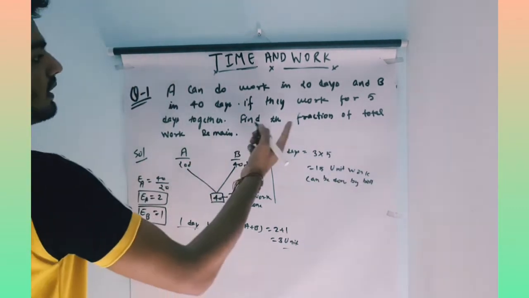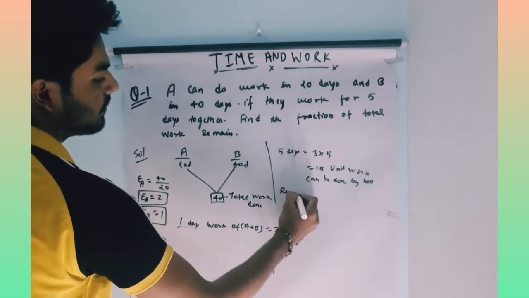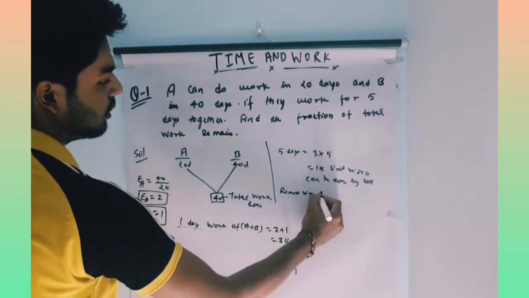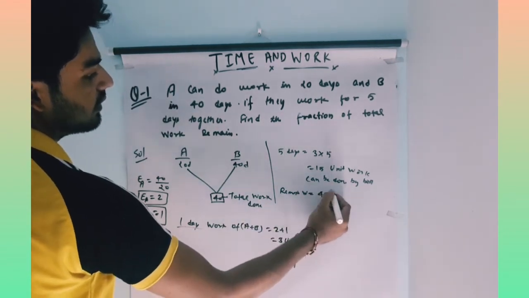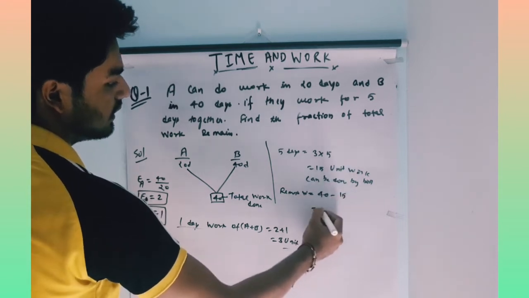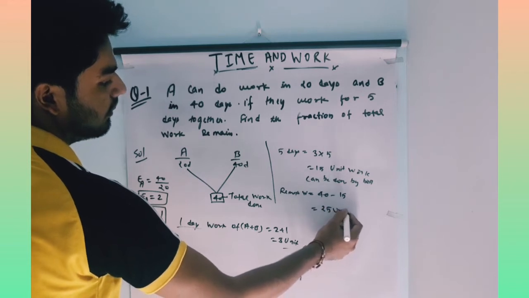Now we have to calculate the fraction of total work remaining. So remaining work is equal to 40, the total work, minus the work done by A plus B in 5 days, which is 15. So we have 25 unit remaining work.